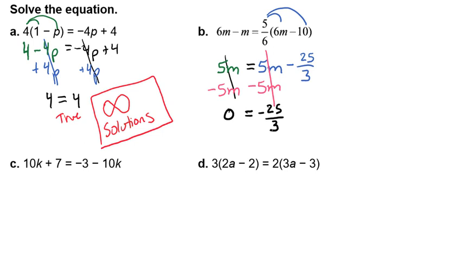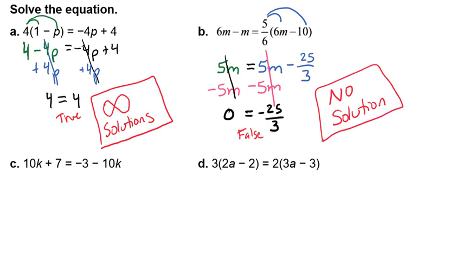This is also going to be a special solution. So you need to ask yourselves, does 0 equal negative 25 over 3? And the answer there is no, that's false. That is not a true statement. 0 is not the same thing as owing somebody money. So this is going to be no solution.